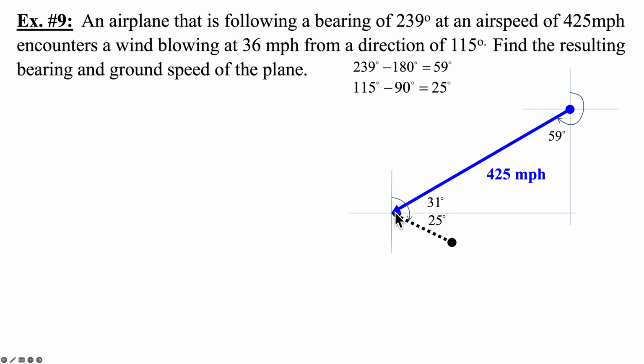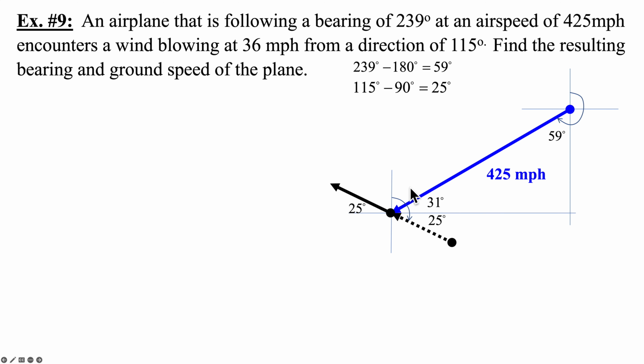Now, here is the wind. Notice the way I drew the vector. The wind is coming from the direction of 115 degrees, so the wind is actually blowing this way. What's going to happen as my plane is flying in this direction and starts to hit the wind is it's going to adjust the direction and give us a new vector. So I'll draw that vector of 36 miles per hour next to this vector. This angle 25 goes right here. That's the same angle. Those are vertical angles.